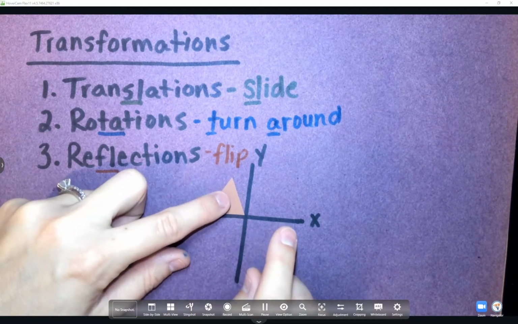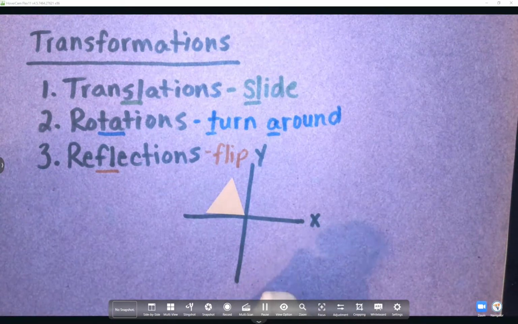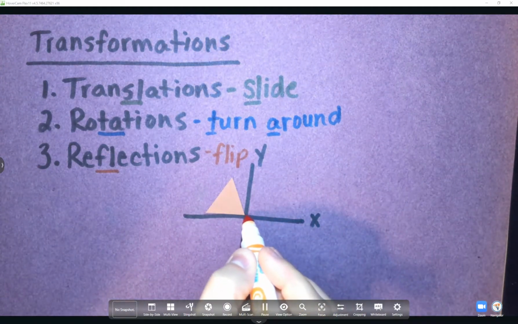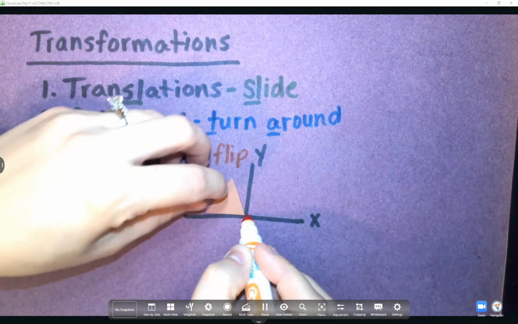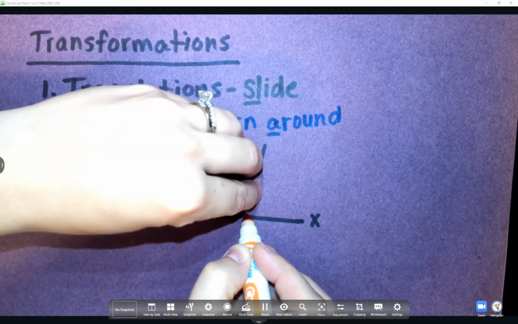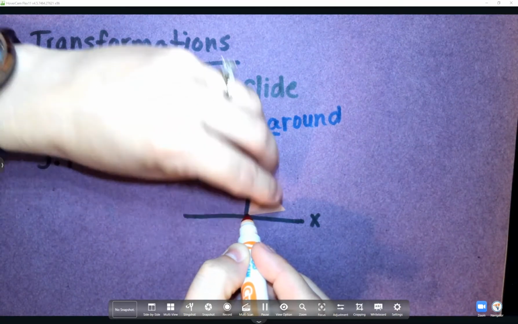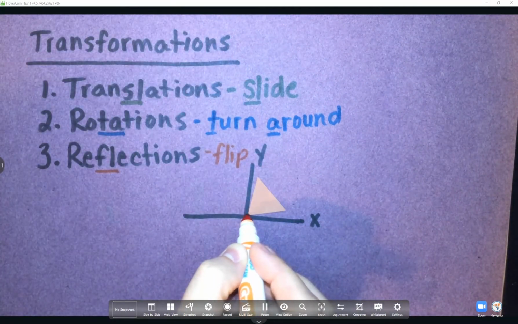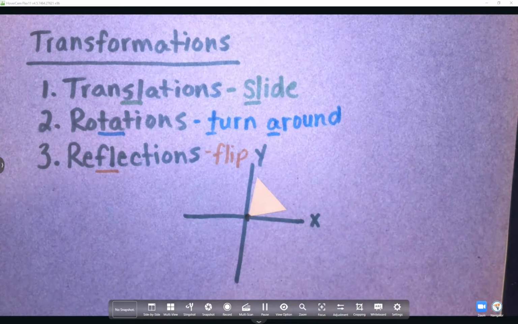And then rotations are actually when an object is turning around. Now if you have an object right here and it says rotate around the origin, remember your origin is your meeting point. It's where 0 and 0 are on your coordinate plane. So if you rotated this around the origin, one point would stay on the origin and the object would turn around. So that is a rotation.